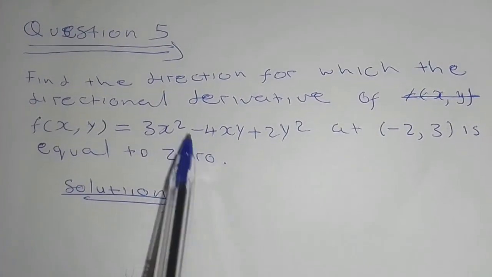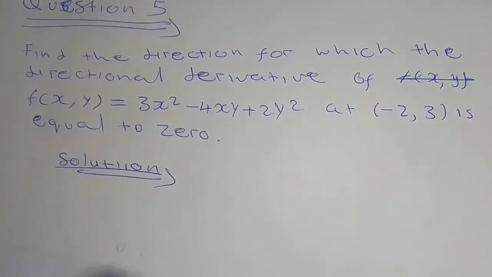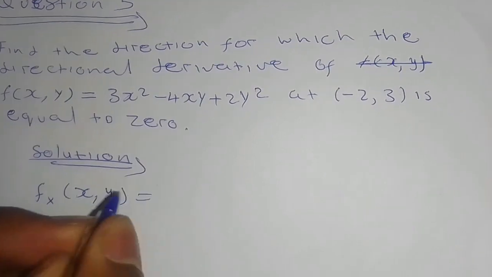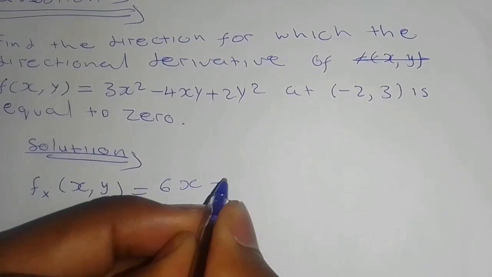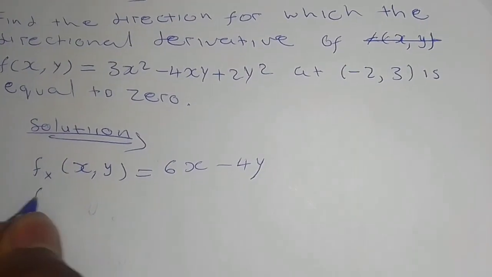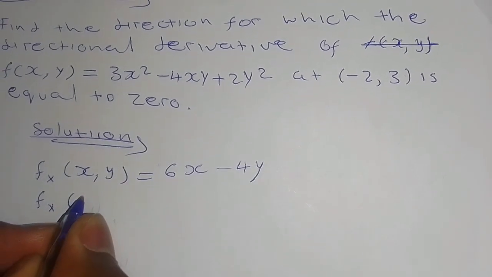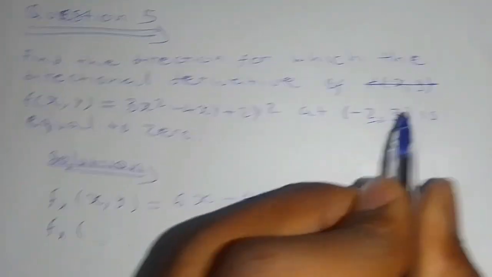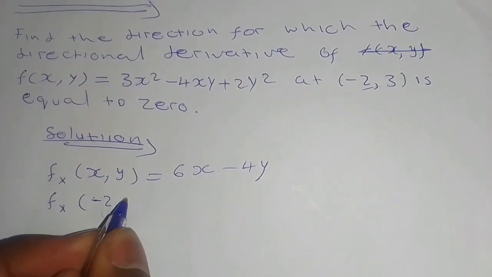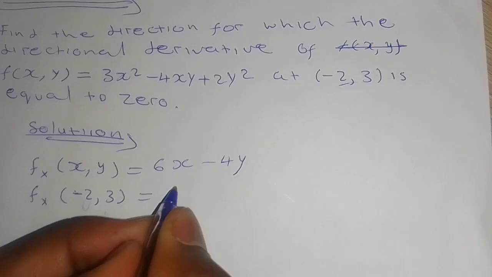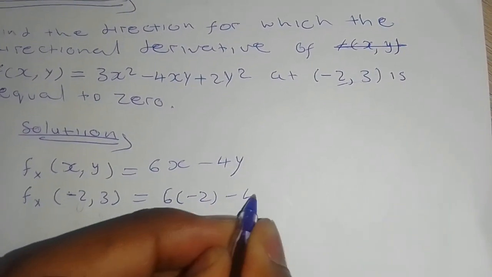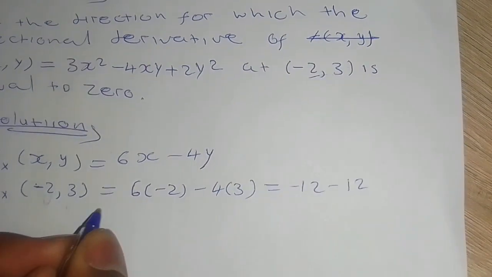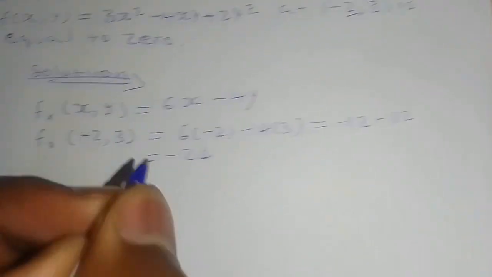Let's look here. We have f(x, y). First, let's find the gradient vector of f, so let's find the partial derivatives of f. The partial of f with respect to x is 6x minus 4y, and we evaluate that partial derivative at the point (-2, 3). That gives us 6 times -2 minus 4 times 3, which is -12 minus 12, so that gives us -24.